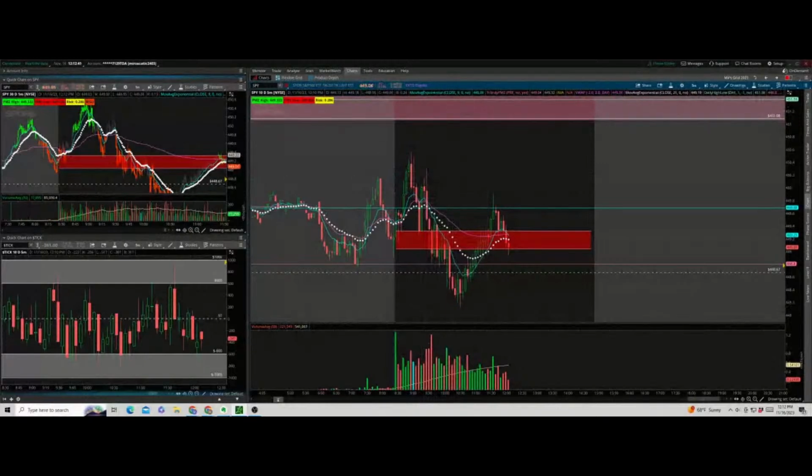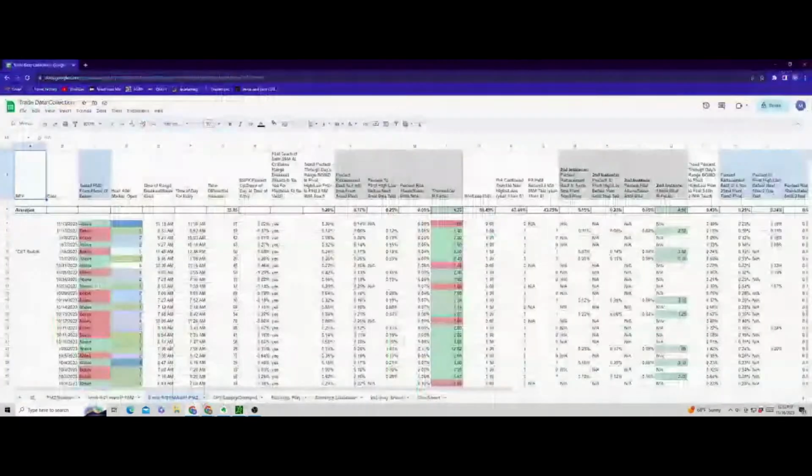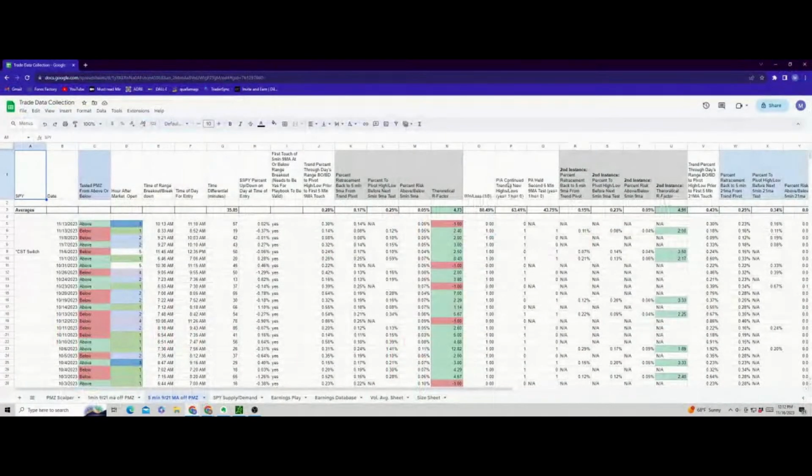And then you see the data also. This is the one that's more important to me. It's whether price action continued to trend to new highs or new lows, yes or no, and then that's the percentage.